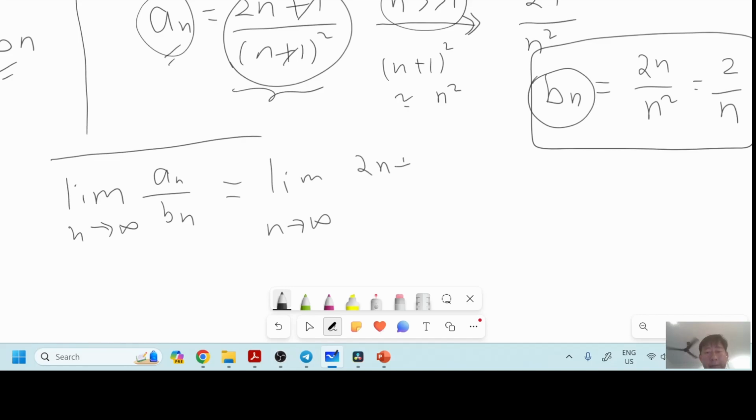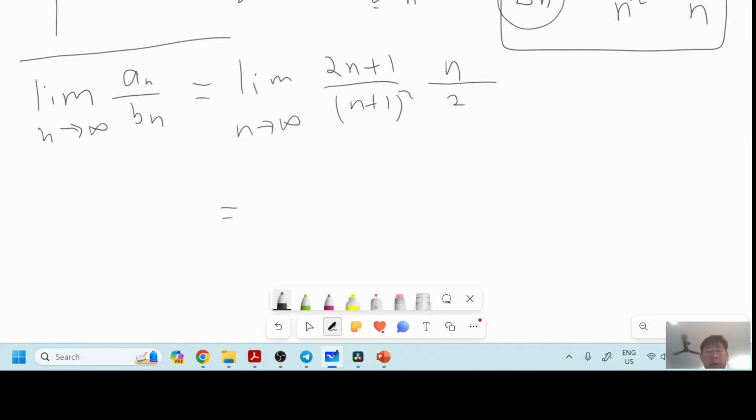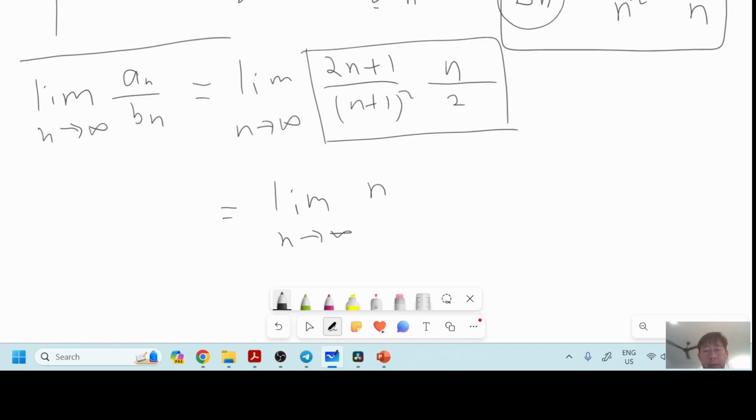An is 2n plus 1 over n plus 1 squared. Bn is 2 over n. The limit could be easily obtained. What you do is you pull out the factor of n from the denominator and the numerator. Here in the numerator, I pull out the factor of n from 2n plus 1. So what is left in the factor of 2n plus 1 becomes 2 plus 1 over n.